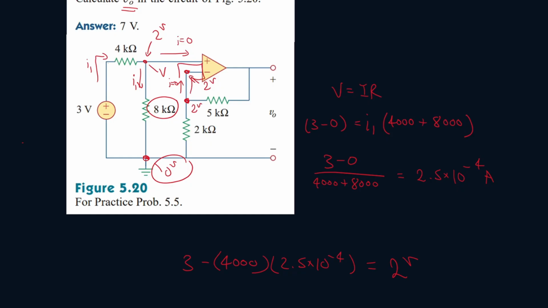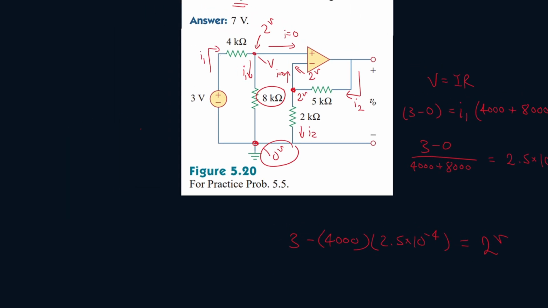And since the current in this region is 0, we'll have a current passing through here. Let's call this I2, and it'll be equal to the current passing through here, I2. And we can solve for I2 because it'll be just the voltage here minus the ground voltage all over the resistance. So I2 will be 2 volts minus 0 all over 2000 ohms. So I2 will be 1 times 10 to the minus 3 amps.